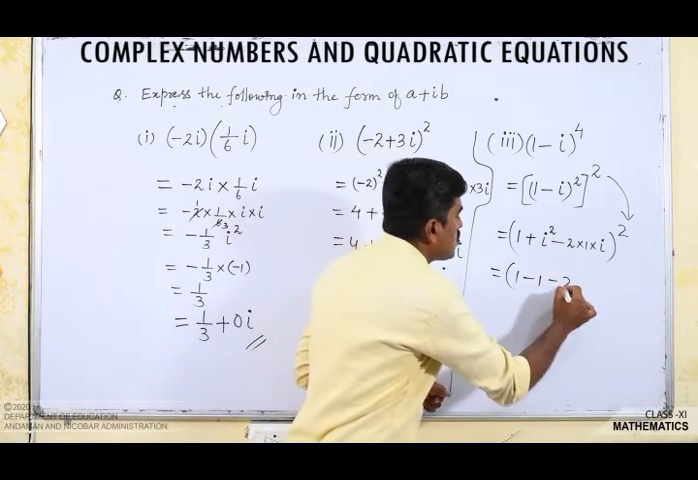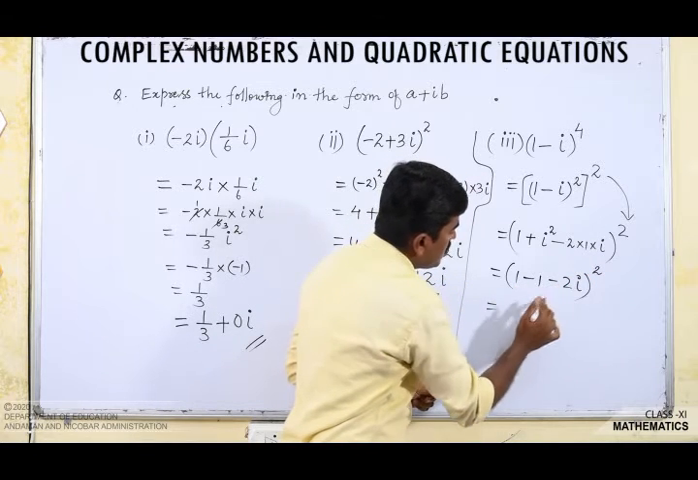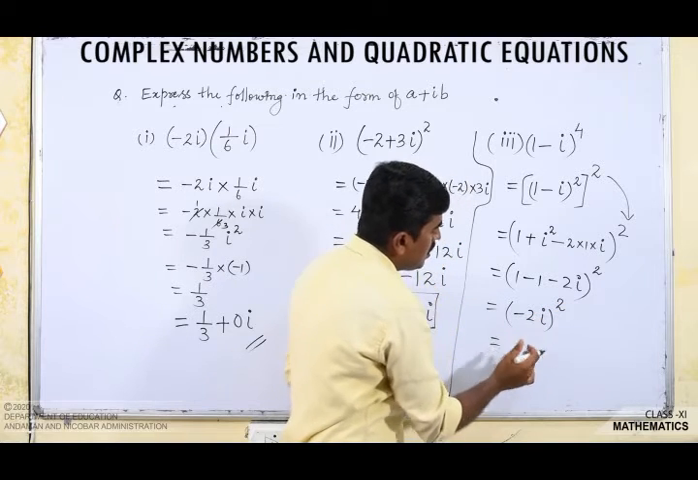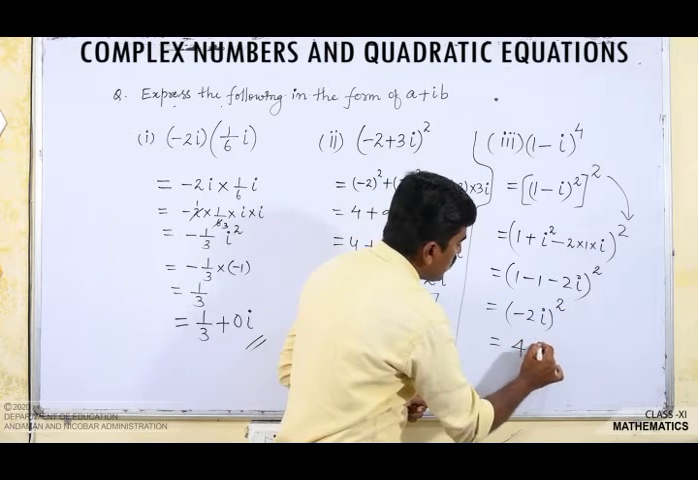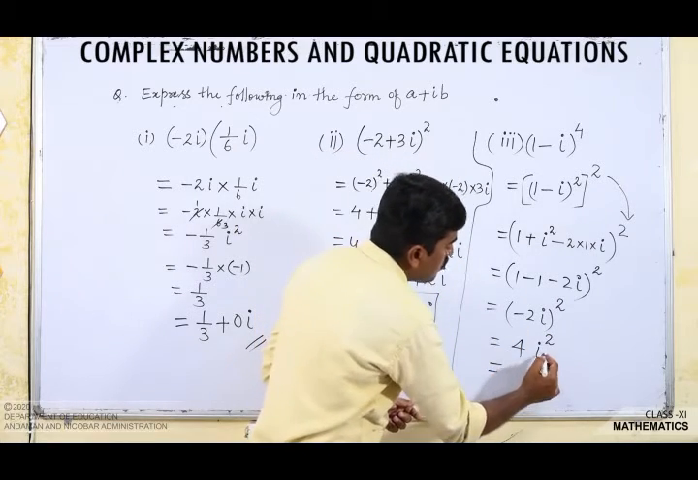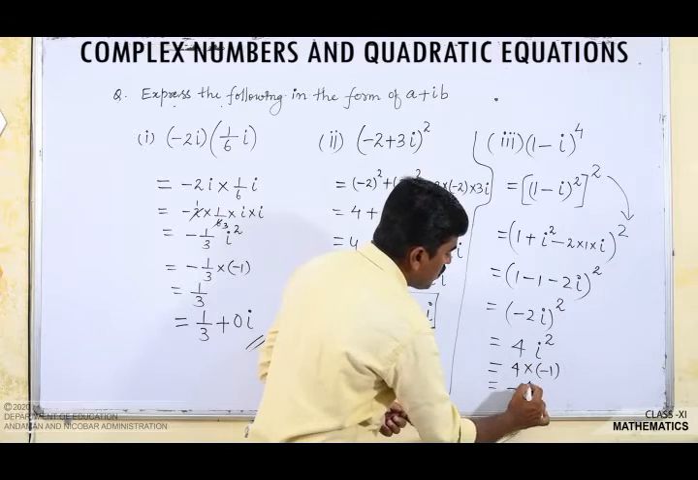So it is minus 2i whole square. Now it is (1 minus 1, 0 minus 2i) whole square. So what is minus 2i whole square? That is 4i square. What is the value of i square? i square is equal to minus 1. So 4 into minus 1, so this is equal to minus 4.